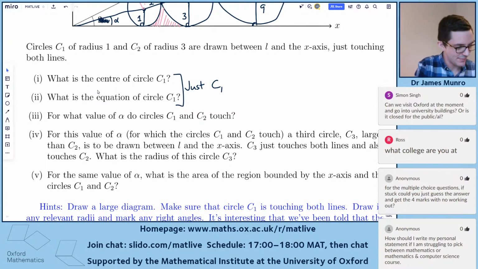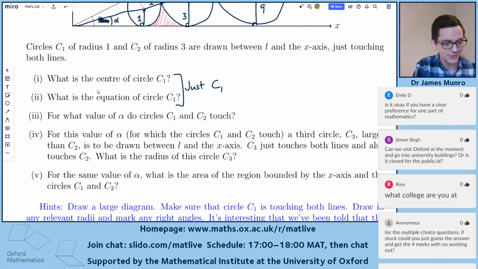Okay, is it okay if you have a clear preference for one part of mathematics, says Emily D? Yes, that sounds nice. I'm glad you've got a clear preference for one part of mathematics. You can tell us about why you're interested in it. Maybe tell us about why you're excited about studying it at university, if it's part of the degree course. If it's not, then never mind. But maybe you can tell us about how it's helping you with problem-solving skills, to have some bit of maths you're interested in.